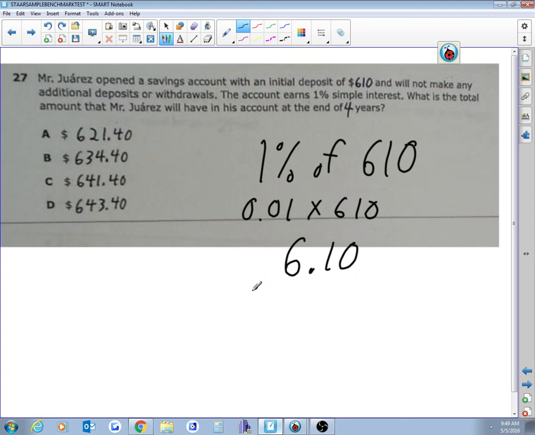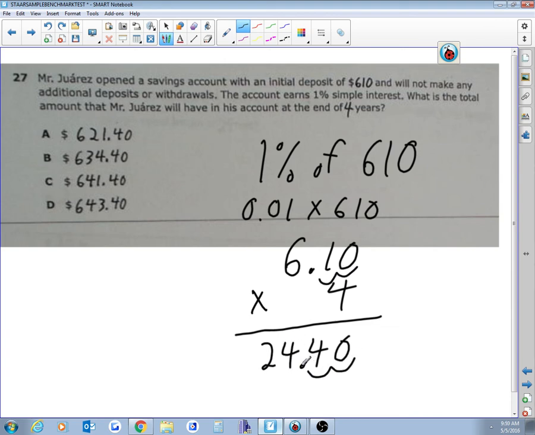So this 4 years, since it's simple interest, we don't have to add this and then find. If it was compound interest, we'd have to add the $6.10 to the $610 for the second year to find out how much we earn the second year. But we're not getting interest on this interest. We're just getting interest on the principal. This is the principal. So 4 times 0 is 0. 4 times 1 is 4. 4 times 6 is 24. Bring back the decimal twice. $24.40. That's how much interest he's going to earn.